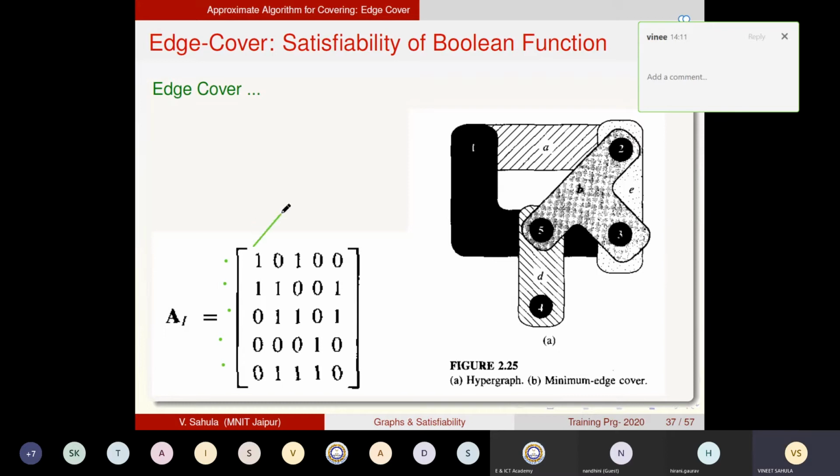If I start with the first column, the first edge, I say it is edge A. Where is the edge A? Edge A connects vertex 1 and 2. Vertex 1 is here and vertex 2 is here. So this is edge A.